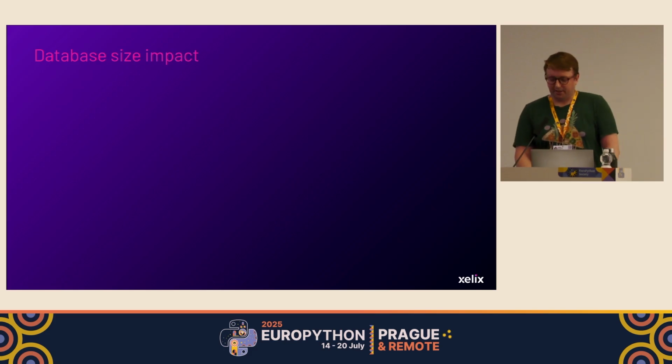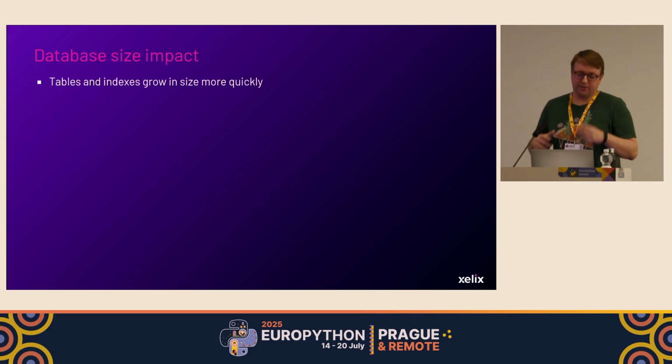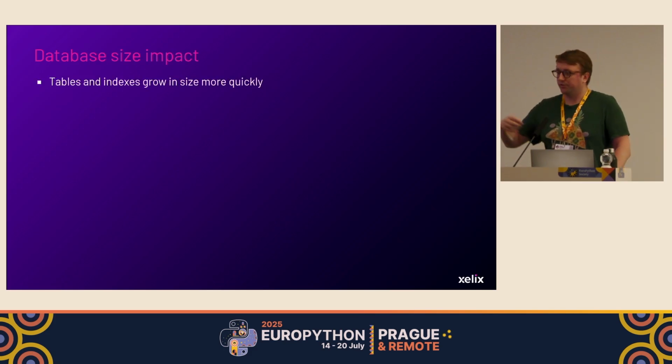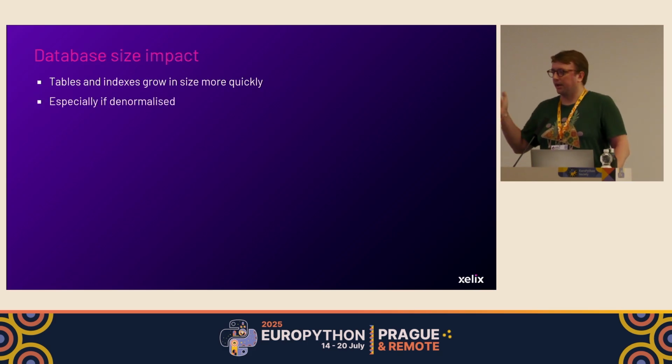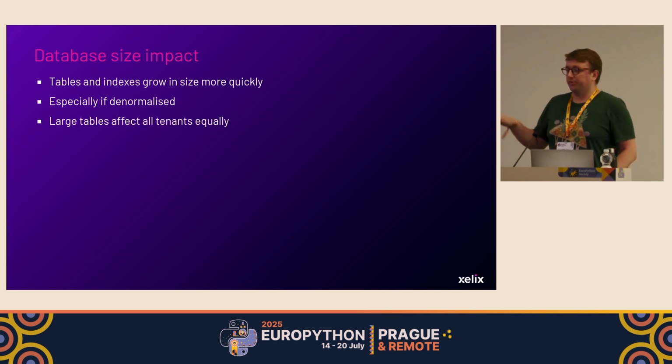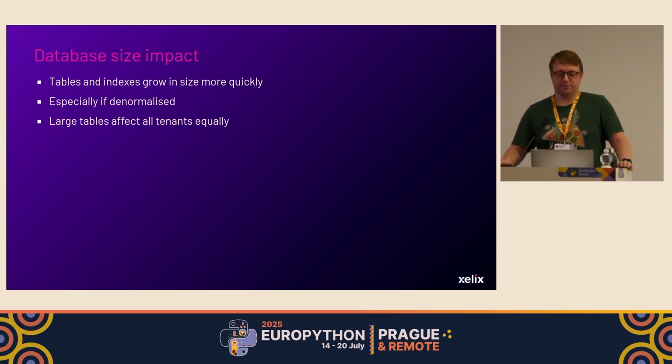And that's the database size, right? The tables and indexes grow in size more quickly when you've got these foreign keys in there. When you have to have, on every single table, a foreign key to something that's saying which organization it belongs to. And that's especially the case if you have a denormalized table, like I showed before. And the large tables that you have in your application affect all of the customers equally. So if you've got a really small customer and a really big customer, they both have to query a really big table and use the same really big index to filter on that data.